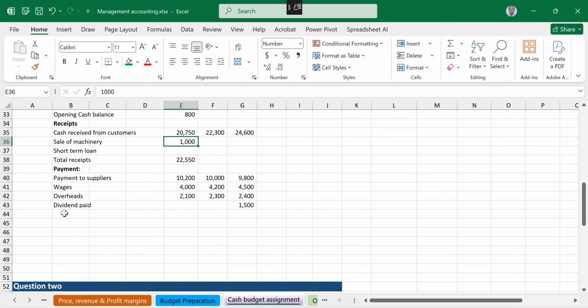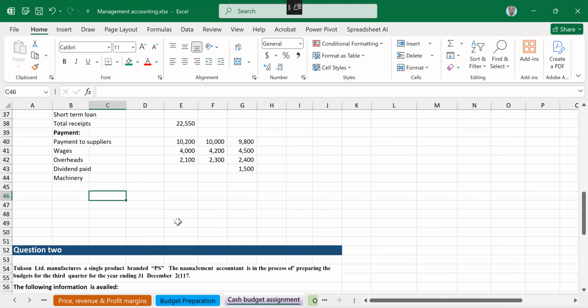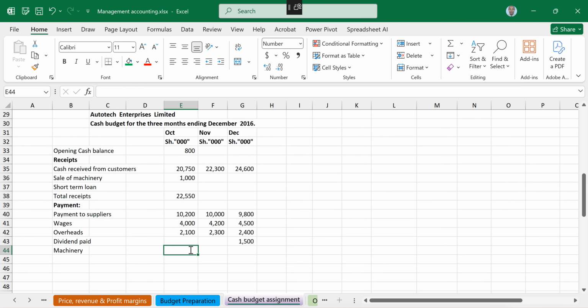So machinery, and they said that the machinery costing 10 will be installed in September. Payment will be made in monthly installments of 2 million per month for 5 months from October. So 2 million from October, again 2 million, again 2 million. Okay, that is for machinery.